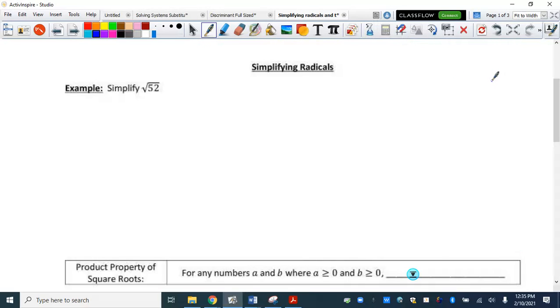So as far as the quiz tomorrow on the quadratic formula, I don't expect CP to know how to do this simplifying radicals, but everybody will be doing simplifying radicals on our next test, which will be next Friday. So not tomorrow, a week from Friday.